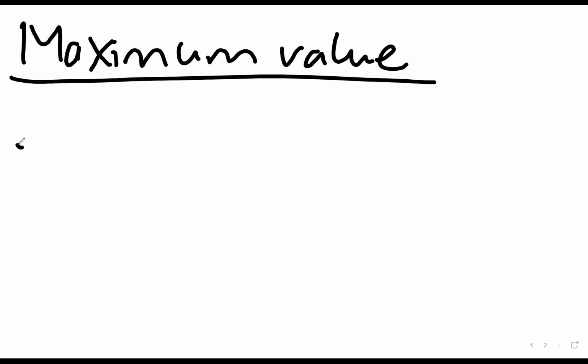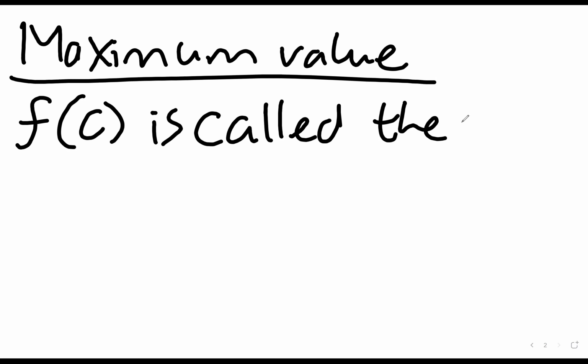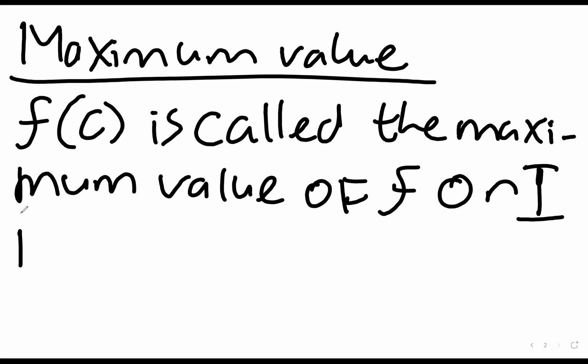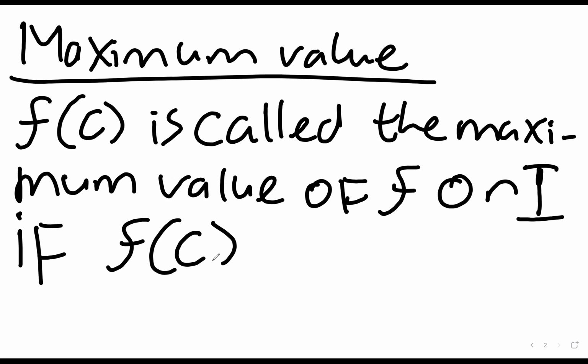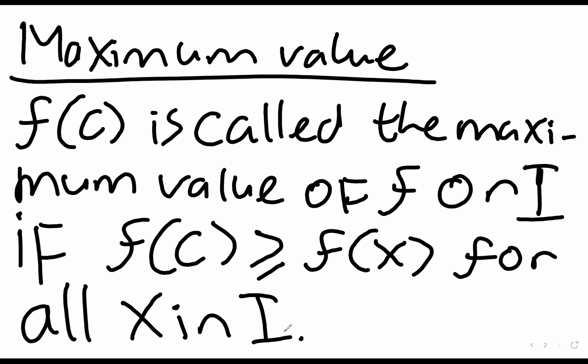So the value f of c is called the maximum value of f on the interval I, or any set I, if f of c is the largest value of f on the interval I. For example, precisely, f of c is always greater than or equal to f of x for all x in the interval I. So that's the definition of the maximum value.